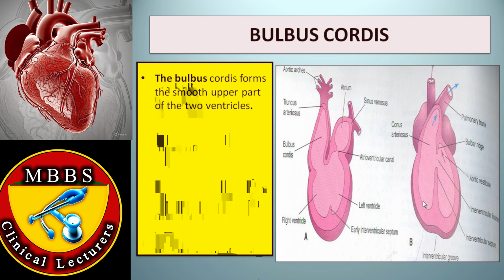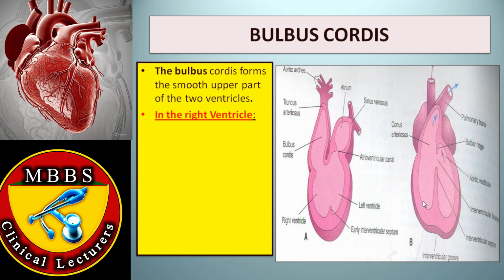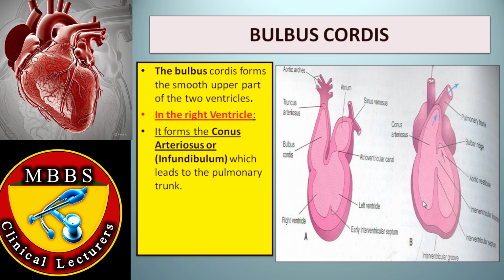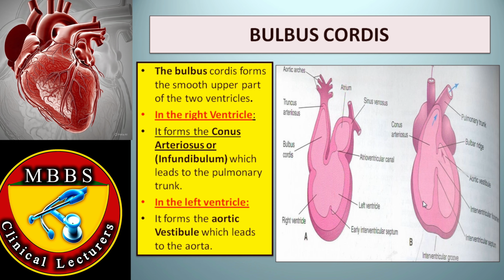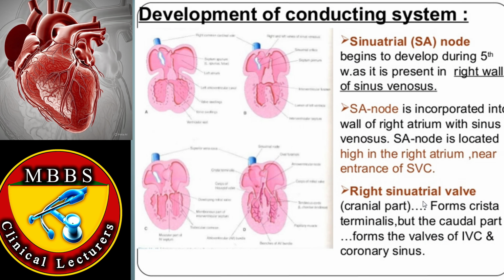Now what happened with the bulbous cordis? Bulbous cordis form the smooth part of the two ventricles. In the right ventricle, it forms the conus arteriosus or the infundibulum part, which leads to the pulmonary trunk, and in the left ventricle it forms the aortic vestibule, which leads to the aorta.